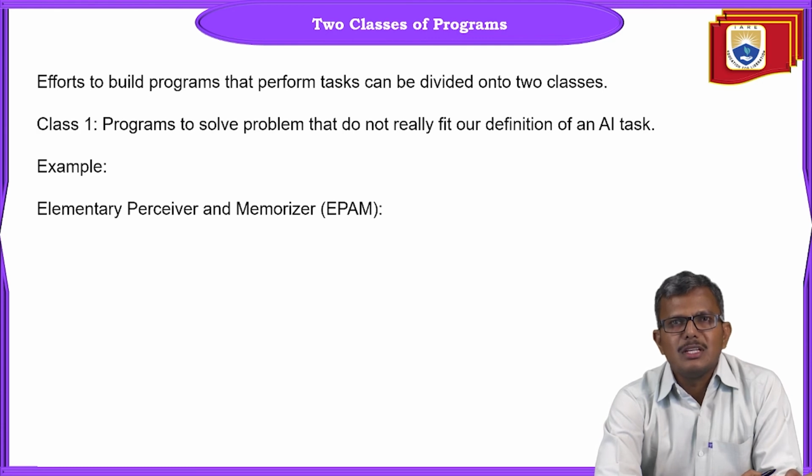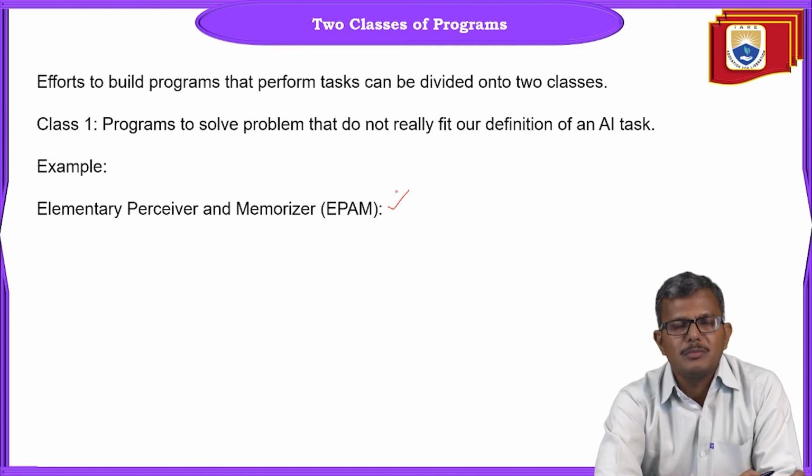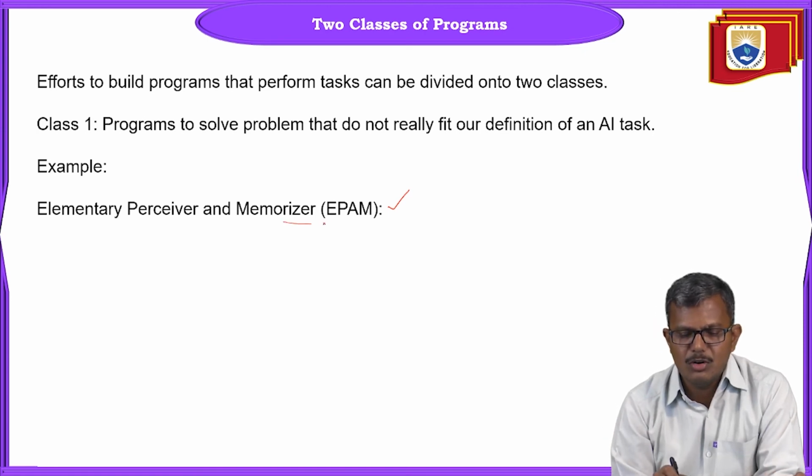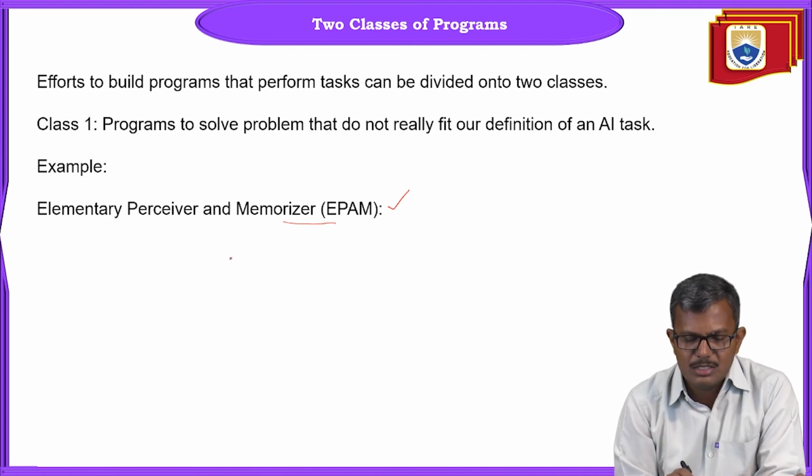Let us try this particular scenario. I am talking about class 1 kind of problems. Just now I told that there are a few problems which do not require any artificial intelligence technique to implement. Similar to that, there are some non-AI problems where we have to apply artificial intelligence. Try to observe this one. There is a specific program called the Elementary Perceiver and Memorizer. This is a program which is implemented using artificial intelligence. But frankly speaking, this is not at all related to a task of artificial intelligence. Why? Because this problem is just like this.